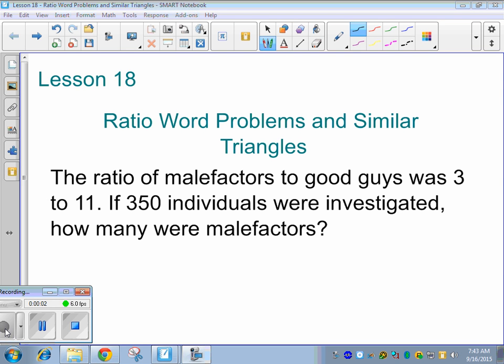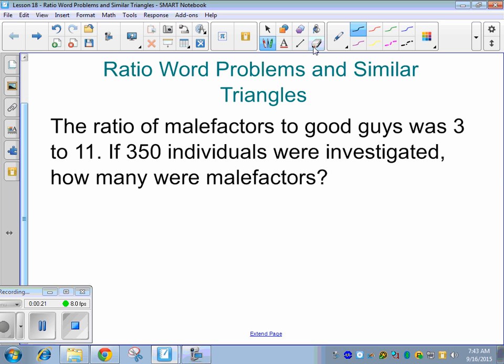Right, so this is lesson 18. We have ratio word problems and similar triangles. So, ratio word problems. The ratio of malefactors to good guys was 3 to 11. If 350 individuals were investigated, how many were malefactors?